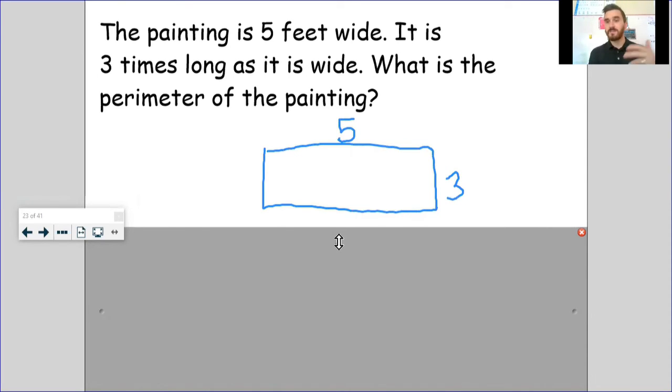Yes, you see the 5. Yes, you see the 3. But it's saying 5 feet wide. It's not saying 3 feet long. It's saying 3 times as long. So this kind of goes back to your multiplicative comparison problems that you were doing.